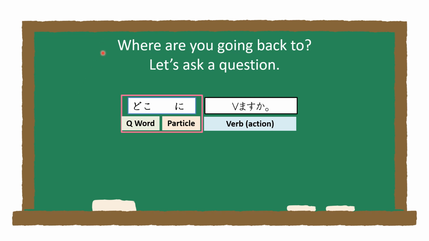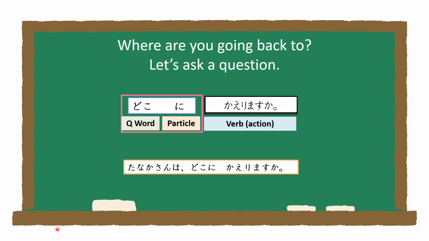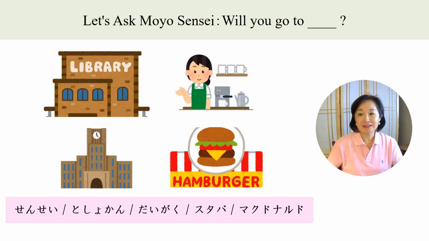Let's try this question. Where are you going back to? How would you ask Mr. Tanaka where he's returning to? So you are going to use this verb and 田中さんはどこに帰りますか? はい、good job. それでは聞いてください。Please ask me a question.